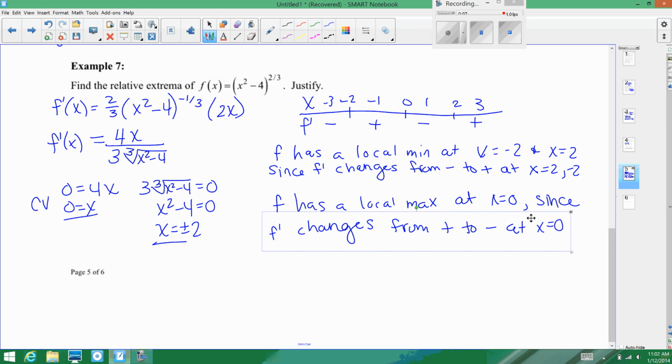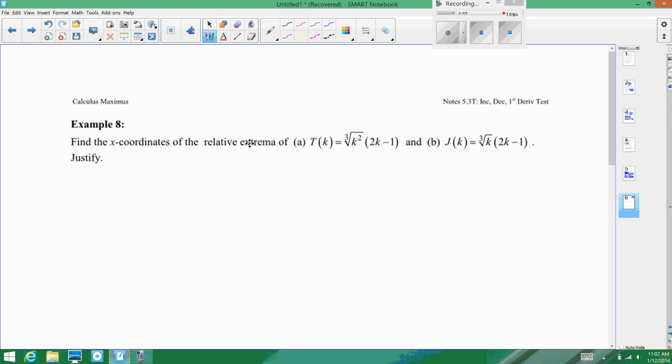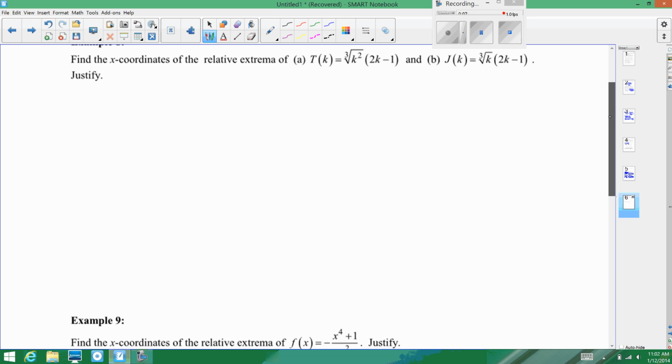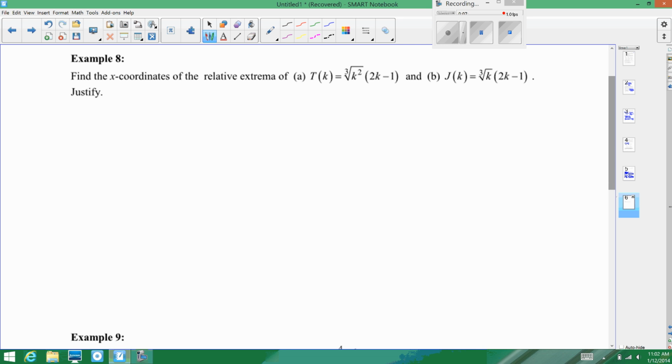All right, so we're moving right along here. Let's go to the next page. All right, find the relative extrema of these two functions, just the x-coordinates of them. And so we begin with part A.